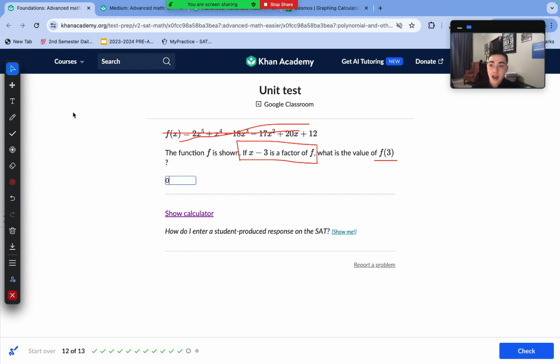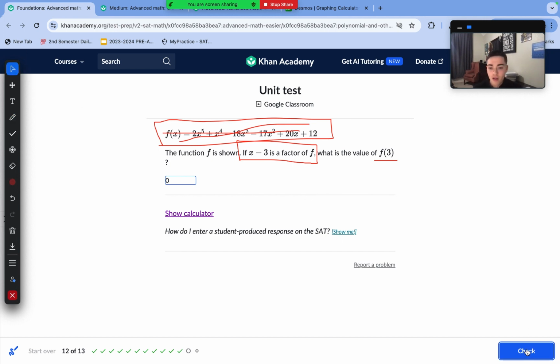Once again, x minus 3 is a factor, so that means that 3 is a 0. So that when we substitute in 3 for x, we get 0. It's an x-intercept of our graph. If we wanted to double check this, we could put this whole expression into our graphing calculator and then substitute in 3 for x. We would get the same answer.